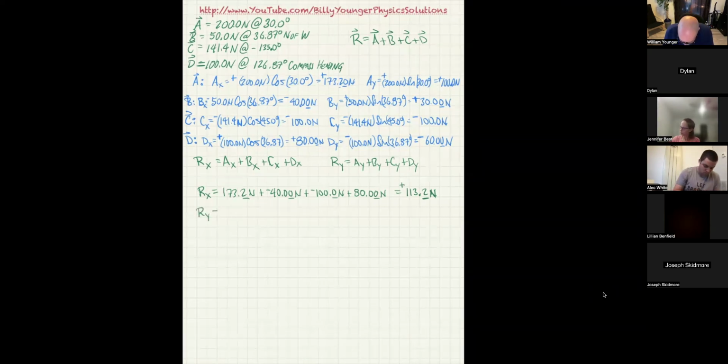Now I do R sub Y, and R sub Y is going to be 100.0 newtons plus 30.00 newtons plus negative 100.00 newtons plus negative 60.00 newtons. So I can automatically see that the 100 newtons cancels out with the negative 100 newtons, and I'm left with 30 minus 60, which is negative 30. So this would be negative 30. It looks like the only one we're going to have is the ones place again. So this is negative 30 newtons, and I only have 2 sig figs for that.